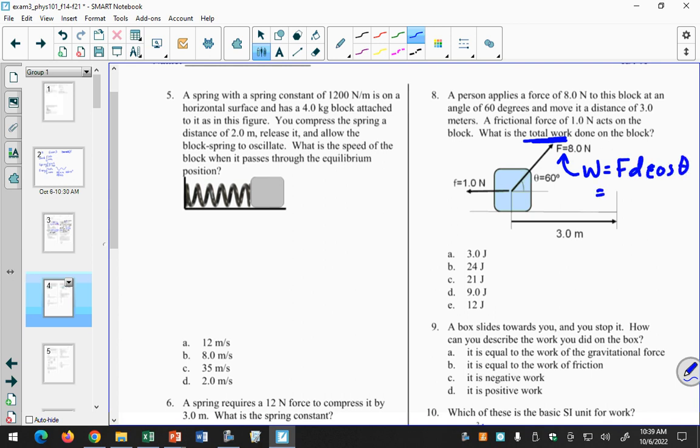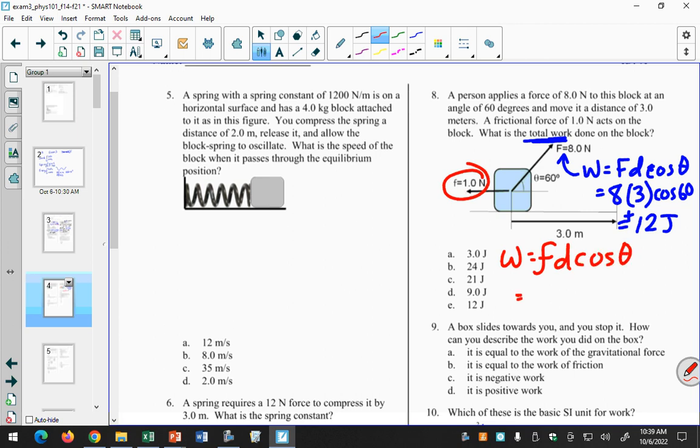That's going to be equal to 8 times 3 times cosine of 60. So that's equal to 12 joules. And it is positive because the cosine of 60 is a positive value. And then the other work that's being done is the work being done by this force. And that work would be F times d times cosine of theta. That would be 1 newton times 3 meters times the cosine of 180.